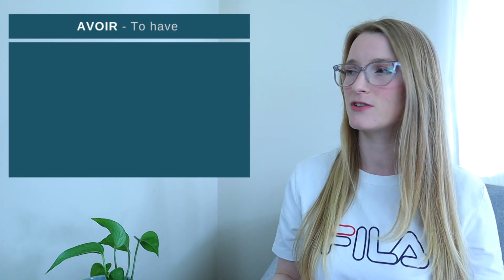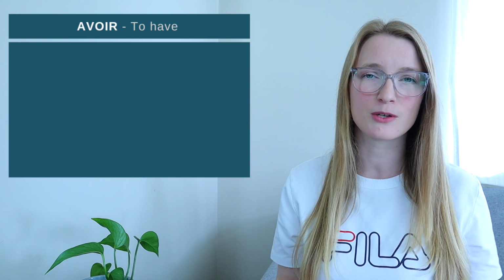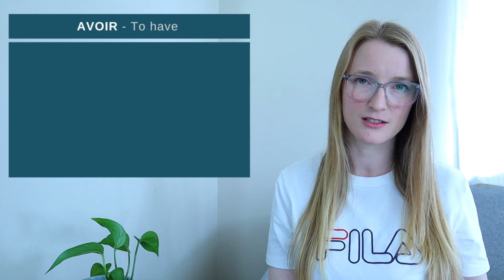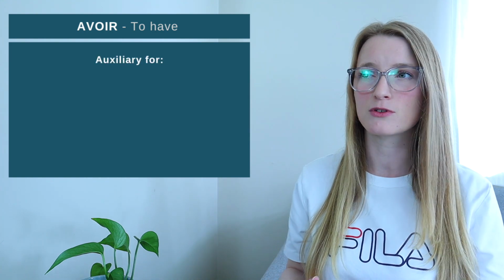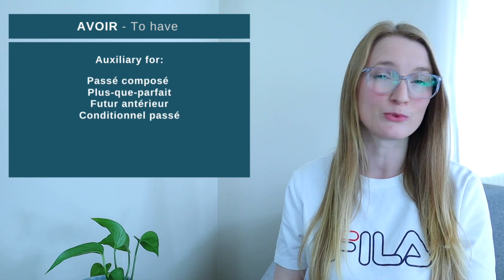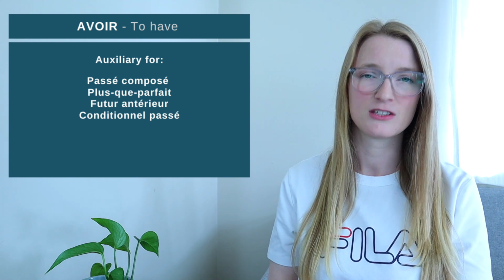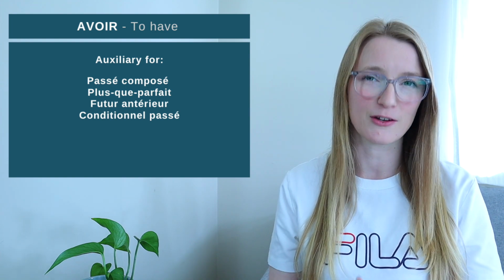So avoir is the verb to have in English, and it's also one of the most common verbs in French, just like the verb être that we saw yesterday. We also use it as an auxiliary for the compound tenses, such as passé composé, plus que parfait, futur antérieur, and conditionnel passé. So it's very important to know the conjugation of the verb avoir.